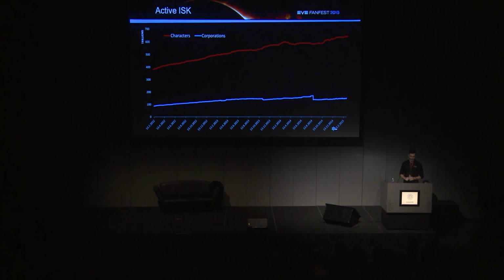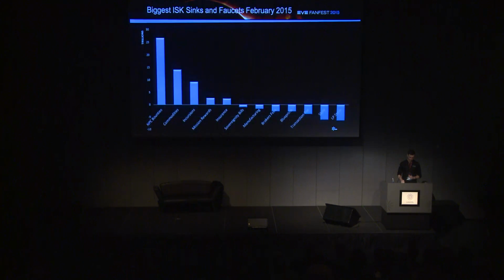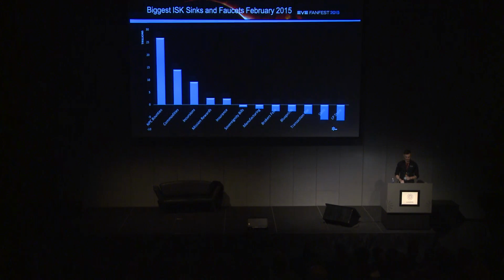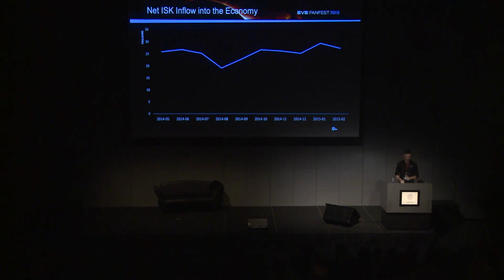The ISK, total ISK in EVE Online, by characters and corporations. The biggest ISK sinks and faucets. So the biggest faucet being, of course, NPC bounties, followed by commodities, incursions, mission rewards, insurance. Then against them, we have the LP store, the skills, transaction tax, blueprints, broker's fee, manufacturing, and sovereignty bills. A net ISK inflow into the economy.